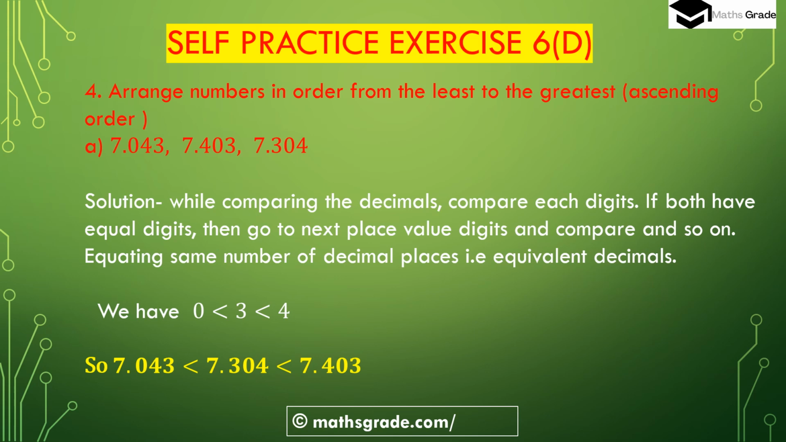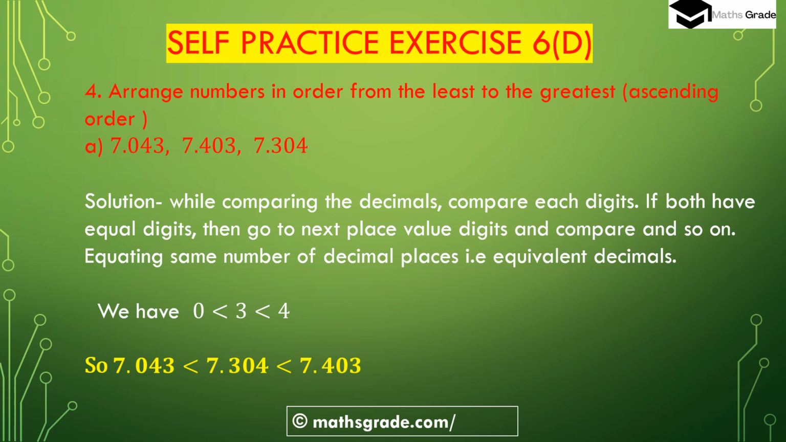Now we'll solve question number 4. Question number 4 is: arrange the numbers in order from the least to the greatest, ascending order. That is, we have to arrange these given decimals into ascending order, that is least to the greatest, smallest to the greatest number. While comparing the decimals, we have to compare each digit. If both have equal digits, then go to the next place value digits and compare and so on.